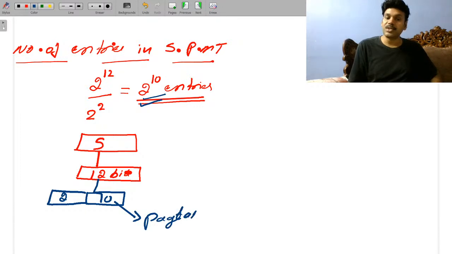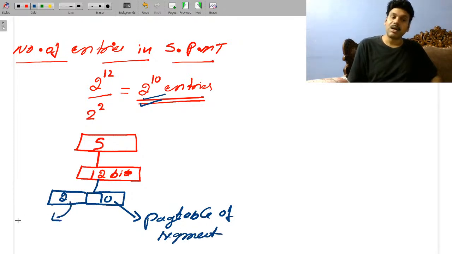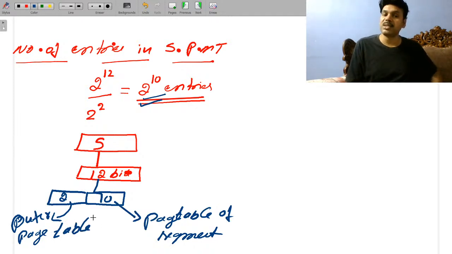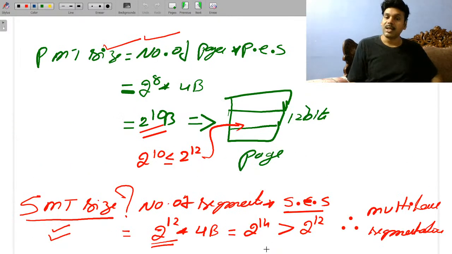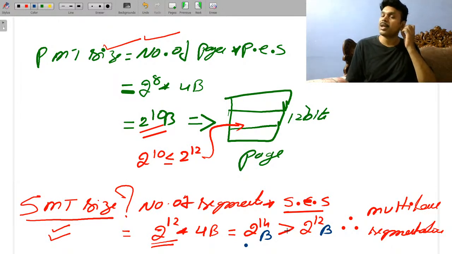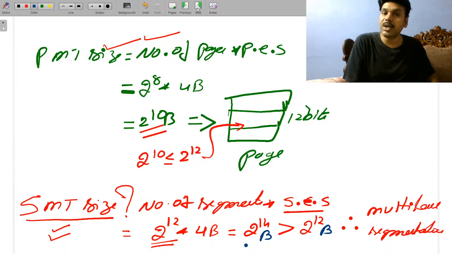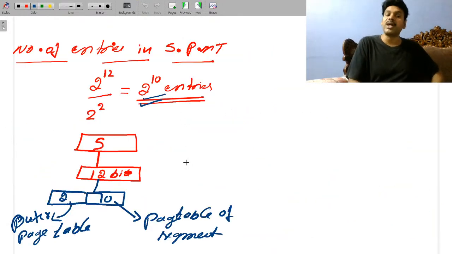This is the page table of a segment. And this is the outer page table. So now tell me, friends, what memory size is it going to occupy? Earlier, in the previous example, it occupied 2 power 14 bytes, which is greater than your 2 power 12 bytes. That's why I was unable to load your segment. Now we are trying to decrease it.